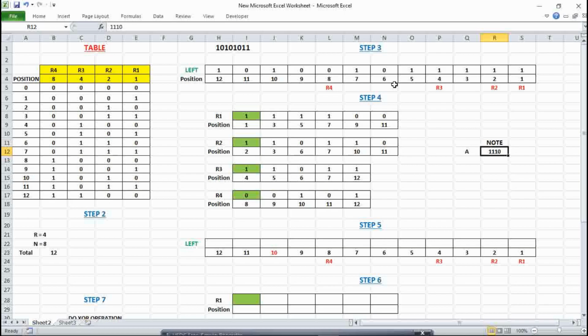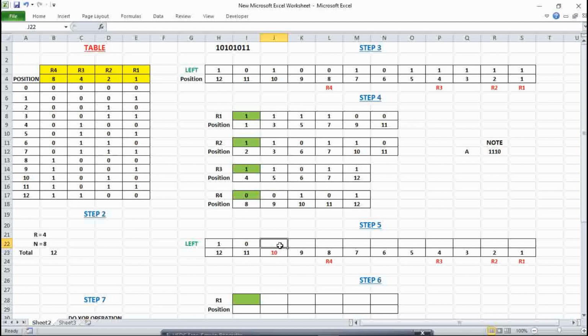The sender wants to send this code, but the error is at the 10th bit. So copy this step 3 column to this step 4. At the 12th position, 1 is there, at the 11th, 0 is there. Now look, the error was at the 10th bit, so this 1 is wrong.